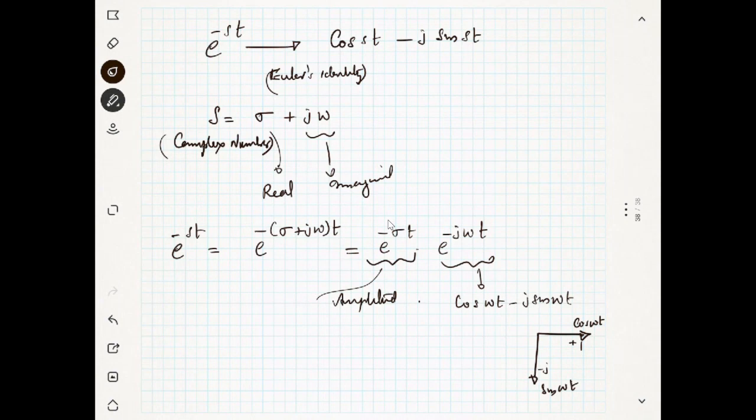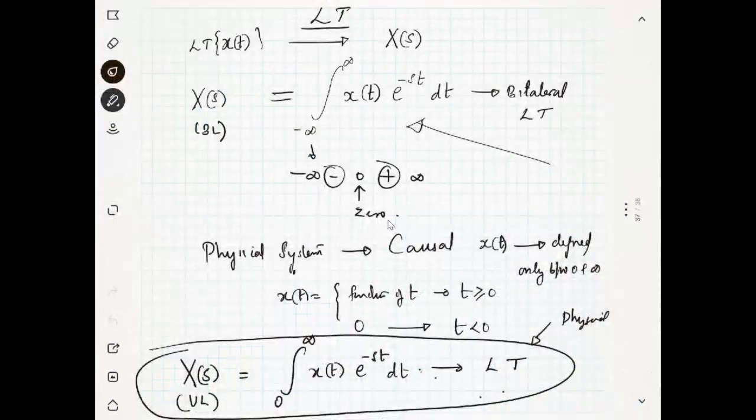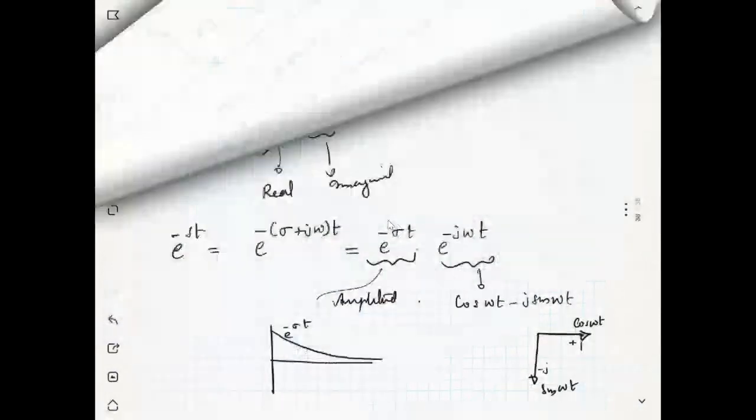And you can see this amplitude is e power minus sigma t. It is an amplitude going like this. Am I correct? This is the graph of e power minus sigma t. I am considering only the positive side, because my integration is starting from 0.